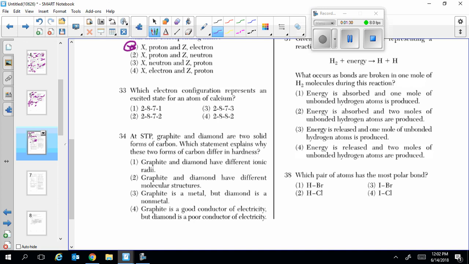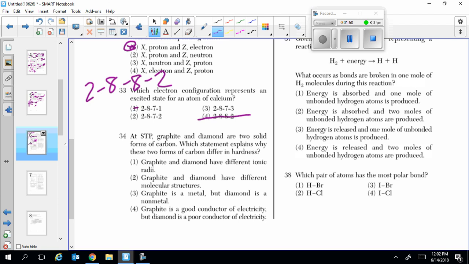Which electron configuration represents the excited state for an atom of calcium? So look up calcium. Calcium is 2-8-8-2. That's what it is in the ground state, so cross that one off right away. I want to make sure that I always add up to 20, because when it's excited, it has not lost or gained. It has just moved an electron to an outer orbital.